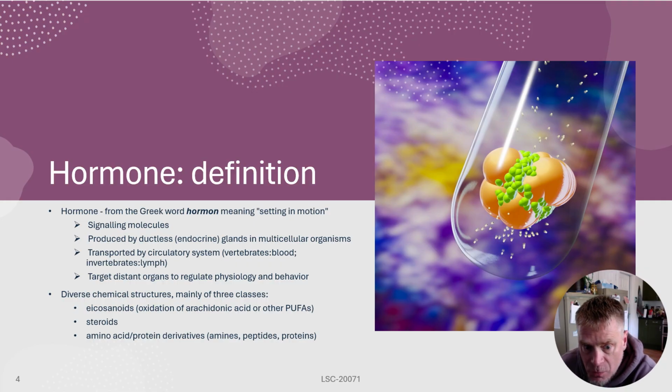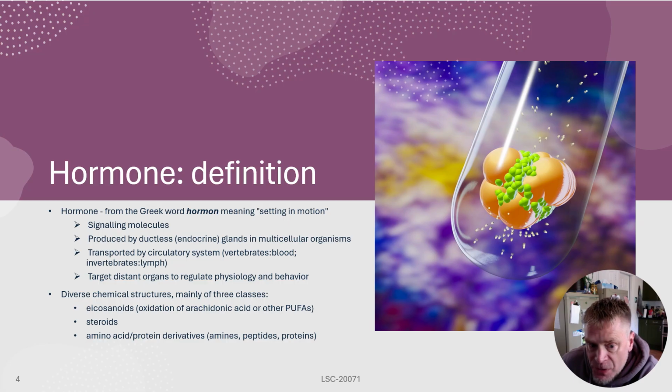The word hormone comes from the Greek word meaning setting in motion, and it is setting things in motion in various bodily functions. So we have these signaling molecules. They're produced by ductless endocrine glands in multicellular organisms. They're transported by the circulatory system. So I already said bloodstream. That's for vertebrates, in the blood, but in invertebrates, they would be transported in the hemolymph, and they target distant organs to regulate physiology and behavior.